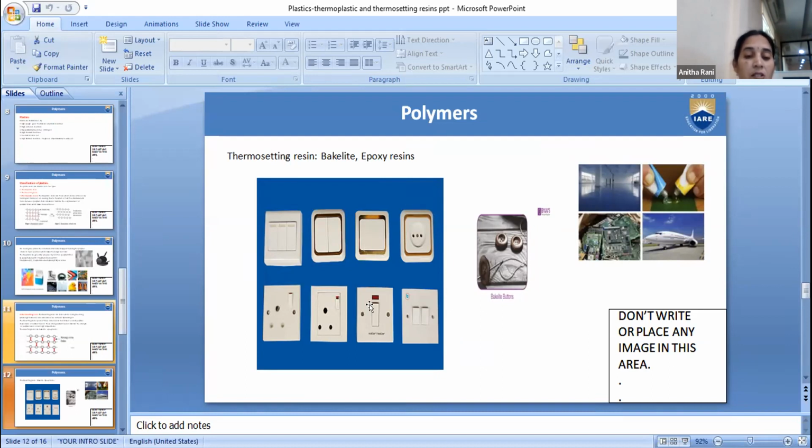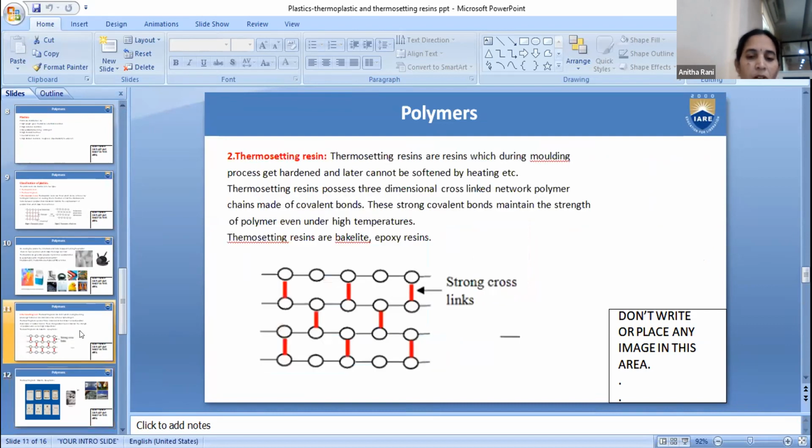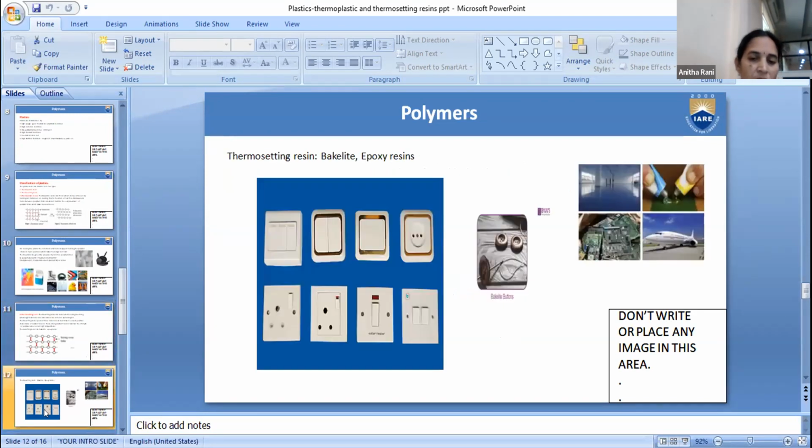Bakelite has strong covalent bonds, a very hard material. If you apply heat also, it does not change, it remains as it is, because these have strong covalent bonds, so they have more strength. So this is about thermosetting resin.